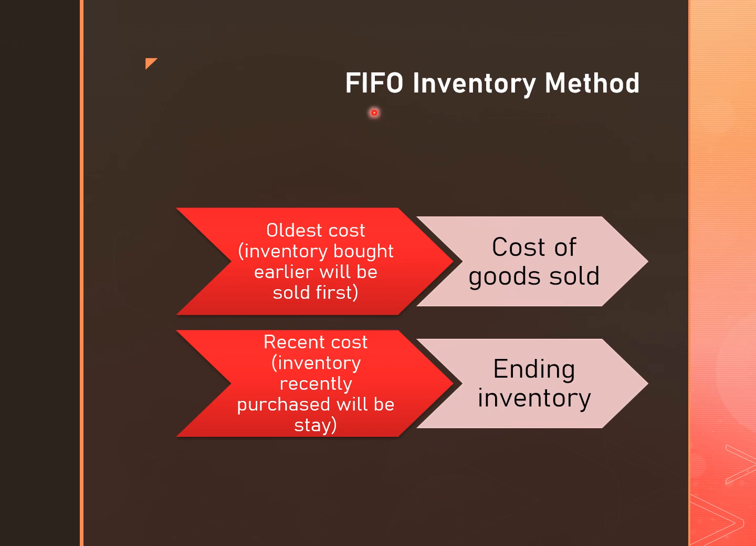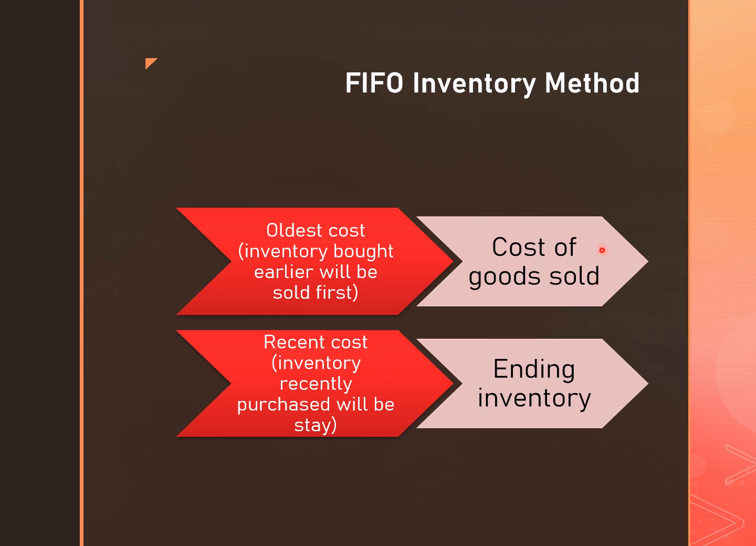If the company is using FIFO inventory method, so the oldest cost, that inventory yang you beli earlier, dia akan dijual dulu, right? So, yang tu akan jadi you punya cost of goods sold. The recent cost, which is inventory yang you baru je beli, yang tu akan stay as part of your ending inventory. Betul tak? Sebab first in, first out. So barang yang sampai dulu, yang masuk dulu, dia akan keluar dulu sebagai you punya cost of goods sold lah.